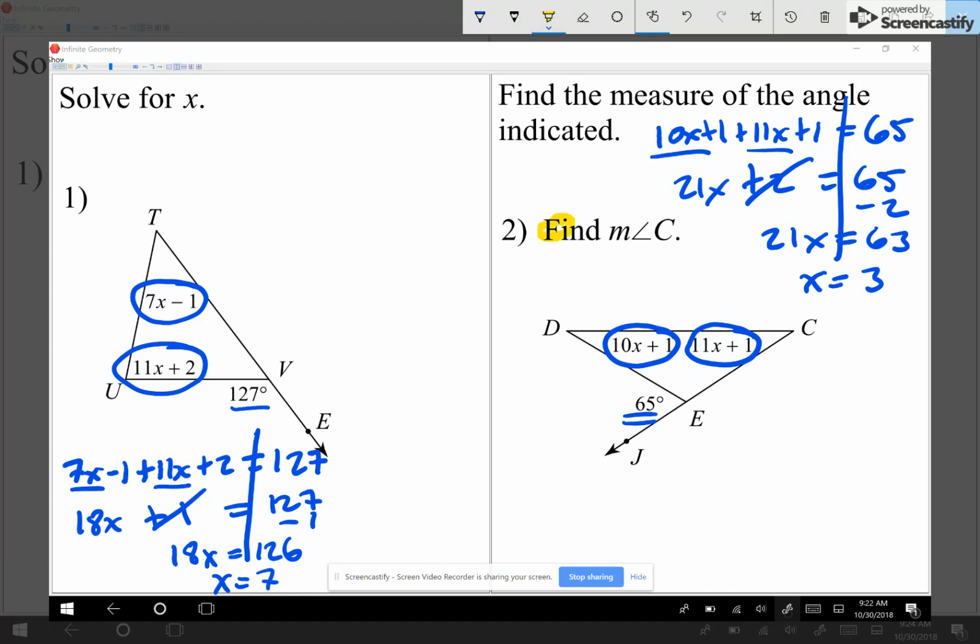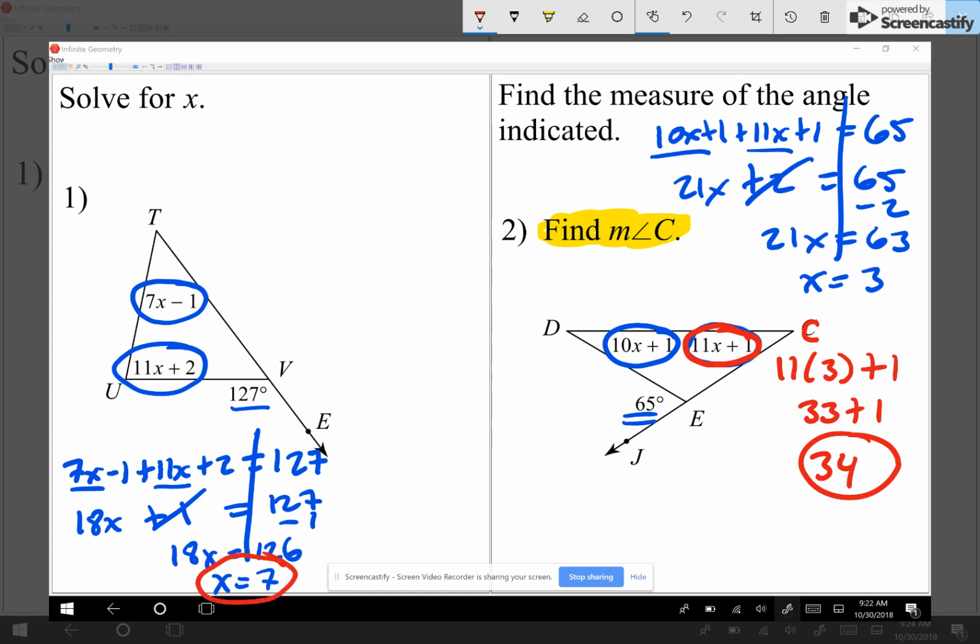However, here the instructions are find the measurement of angle C. Here's my angle C. I can see that it's 11x plus 1. Since x equals 3, I'm going to go 11 times 3 plus 1. I know 11 times 3 is 33. Plus 1 gives me 34. So question number 1, I was just asking to solve for x, so x equals 7. Question number 2, I'm asking to find the measurement of an angle. So solve for x and then substitute it back in where the angle is.